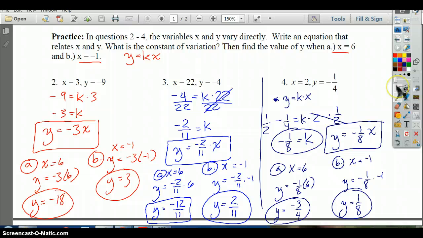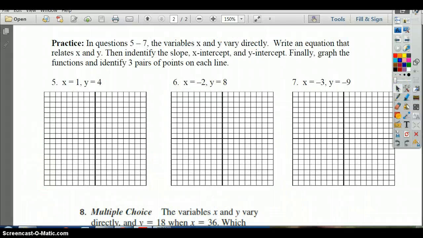So I'm going to pause here and flip over the second page. 5 through 6 on the back here. I'm going to do 5 in blue. It says identify the slope, the x-intercept and y-intercept very directly. So we're going to do our equation first. First thing we need to do is solve for k. So this is 4 equals k times 1. So k is clearly 4. Our equation is y equals 4x.